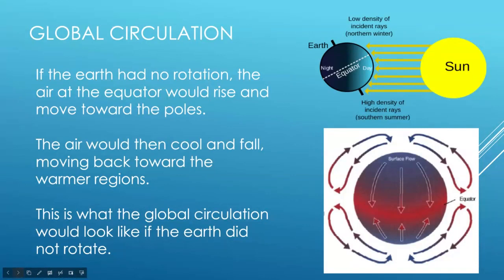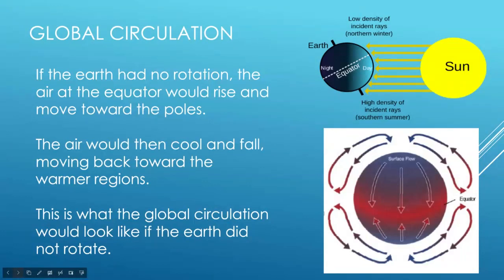Set it on the edge of a hot plate where one side would get more energy than the other side. Then I would drop a little bit of food coloring in it. You'd actually get it all the way around. And that's exactly what's happening here. The air would then cool and fall and move back towards the warmer region. So you actually set up a cell.